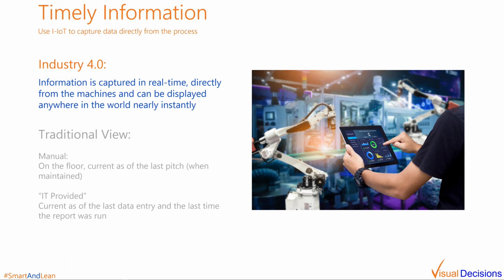So in terms of the information being timely, from that traditional view, the IT system is going to be current as of the last report that was run, so to speak. Well, in Industry 4.0, we have the ability to put real-time displays out on the shop floor so that the information is being captured directly from the machine and displayed immediately. So it's actually much more timely than the manual data capture and so forth.